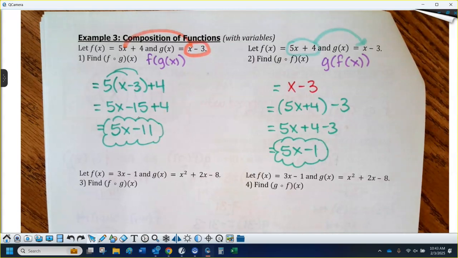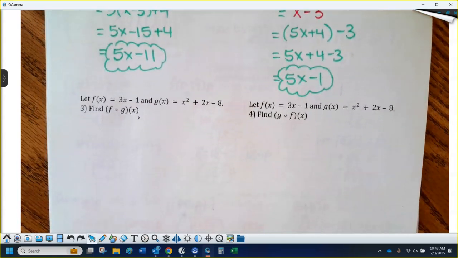So those are two that just have basically linear function rules. I'm going to do one with a quadratic in the next set. And you'll see one of these will be way harder than the other.